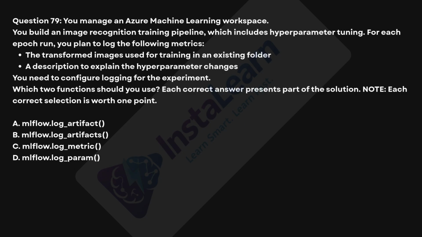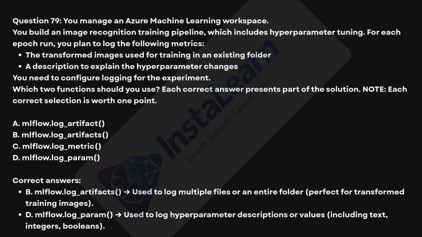A. MLflow.log_artifact, B. MLflow.log_artifacts, C. MLflow.log_metric, D. MLflow.log_param. Correct answers are B, MLflow.log_artifacts. Used to log multiple files or an entire folder, perfect for transformed training images. And D, MLflow.log_param. Used to log hyperparameter descriptions or values, including text, integers, booleans.